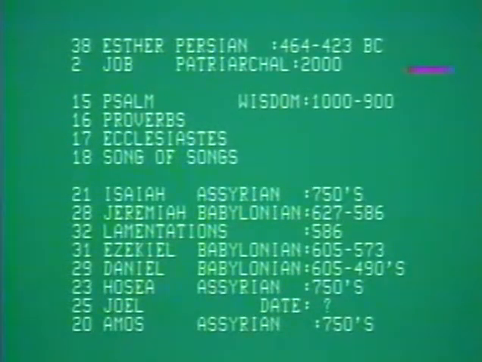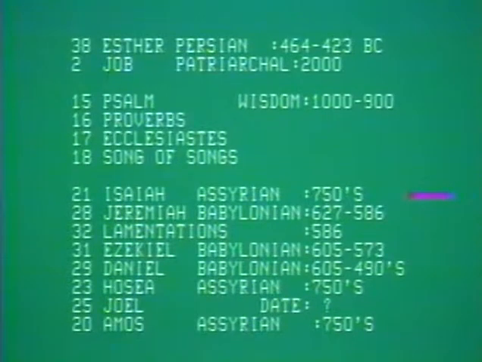Now, Job, it might surprise you, but Job is a patriarchal setting, 2000 B.C. Now, it's a part of the wisdom literature, and whether it was oral tradition, we're just not sure, but it is an ancient setting, and obviously the tradition goes back to there. Now, Psalms, Proverbs, Ecclesiastes, and Song of Songs are also known as wisdom literature, which are the writings of the sages. The period we think of them is a time of prosperity, a time of more freedom, when more cultural aspects of life would be developed.